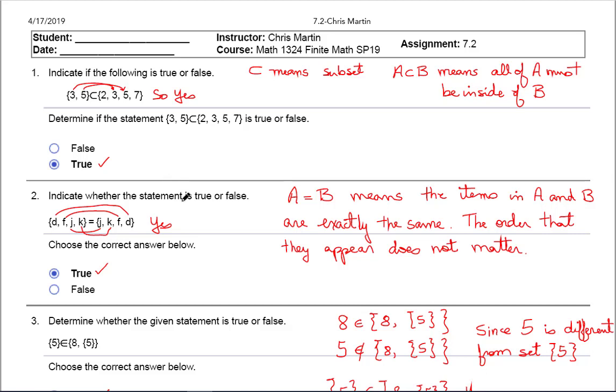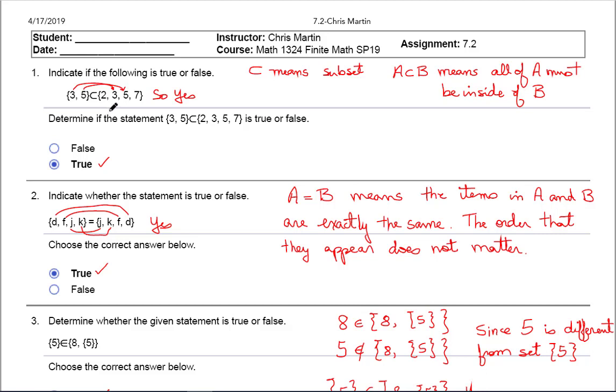Welcome to Math 1324, Section 7.2 on the basic operation of sets. Alright, so let's take a look here. When we see these squiggly brackets, this is a set. And the things inside it are the elements of the set.